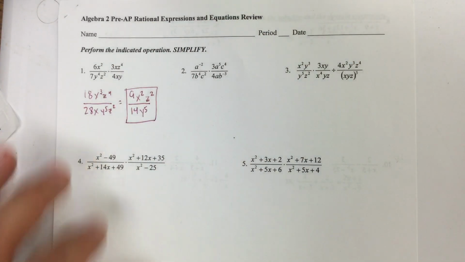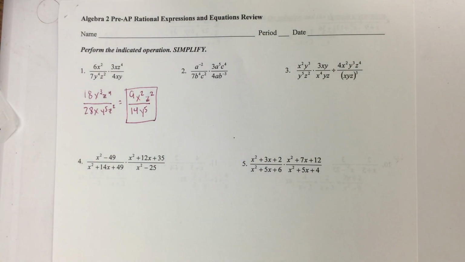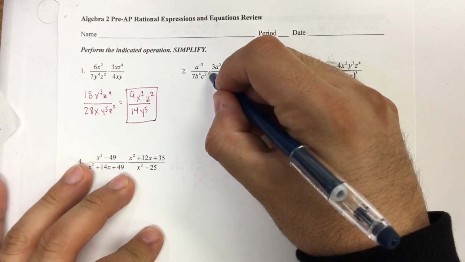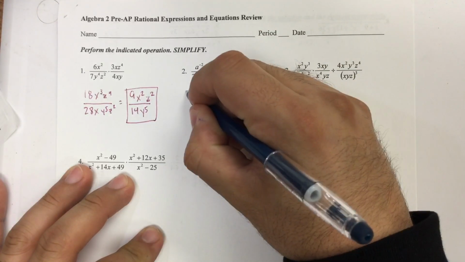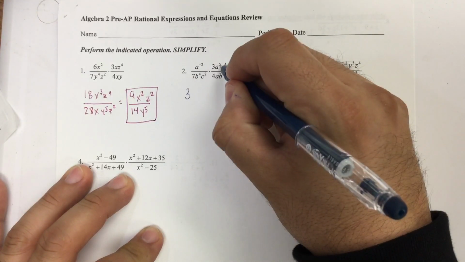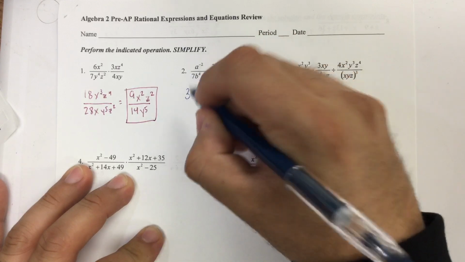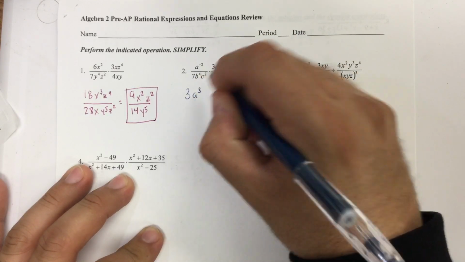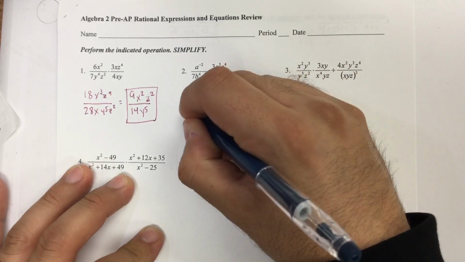All right, for number 2, once again, multiply straight across, since the multiplication sign, so there's a 3 at the top. A to the negative 2 times a to the fifth, so that's 5 plus negative 2, which is just 3. And then we have c to the fourth.